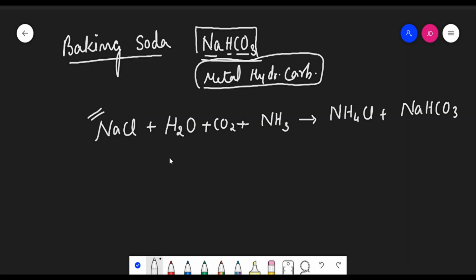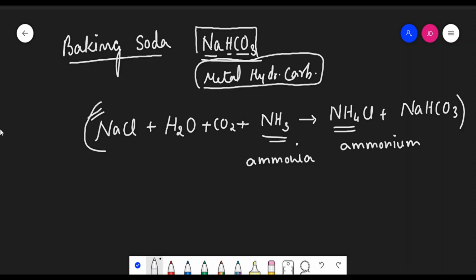It's a completely new reaction, so try to remember it. Here this is ammonia, NH3. This NH4 is ammonium. Okay, ammonium chloride. So this reaction is necessary, very important.